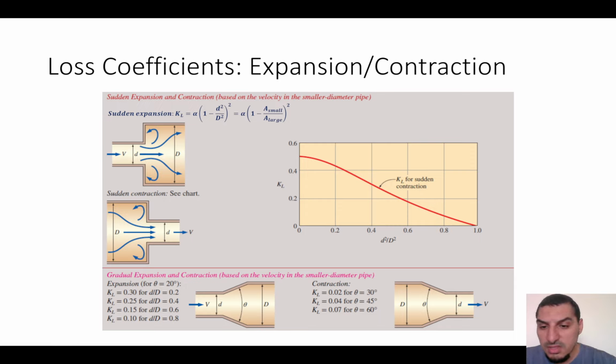Based on the figure, and before the figure, this is why it's important to read the title. The title says that the sudden expansion and contraction coefficients are based on the velocity in the smaller diameter pipe. So this has to be used with the velocity in this area.